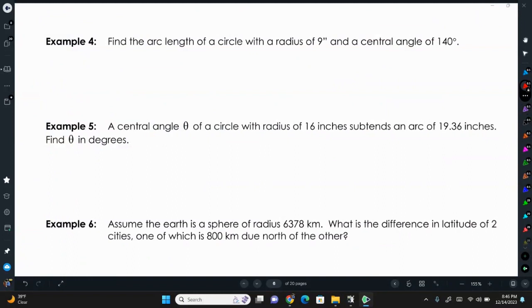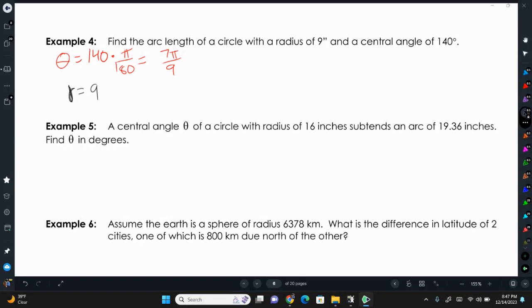So it says find the arc length of a circle with a radius of 9 inches and a central angle of 140 degrees. All right, so that means our angle is 140, but we need to convert that into radians. So 140 times pi over 180. If we reduce 140 over 180, that's going to be 7 pi over 9. Divide the top and bottom by 20.